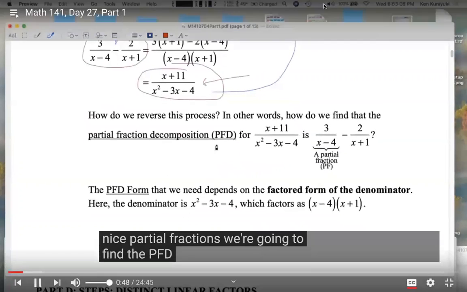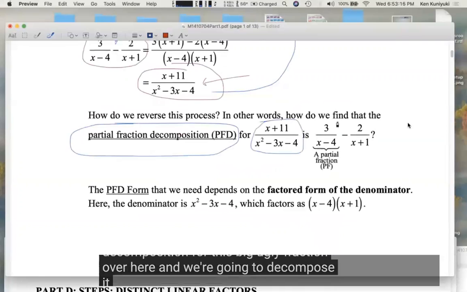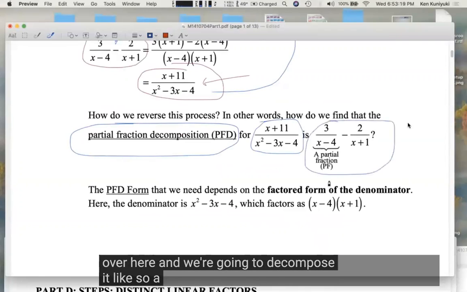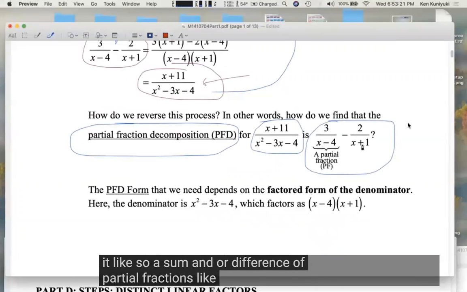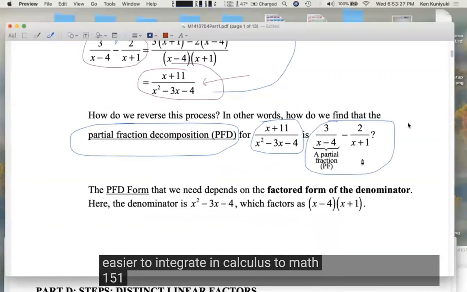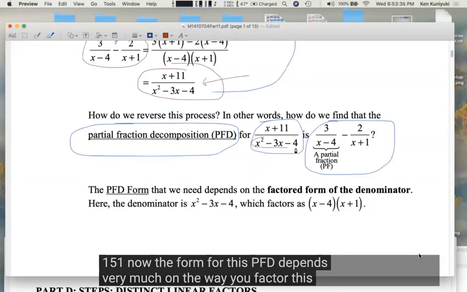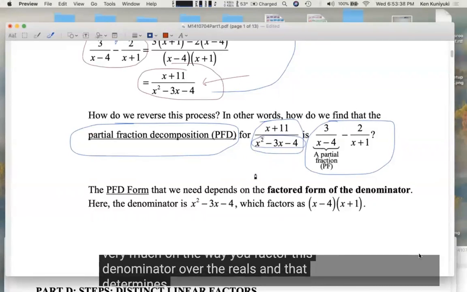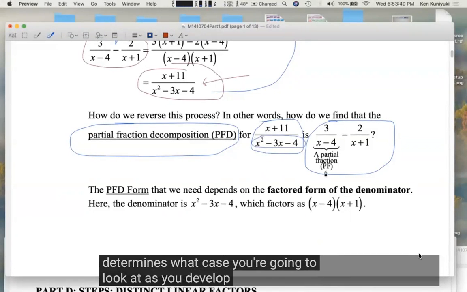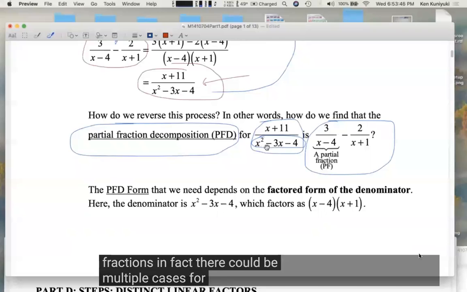We're going to find the PFD, the partial fraction decomposition, for this big ugly fraction over here. And we're going to decompose it like so, a sum and or difference of partial fractions like these, which are easier to integrate in Calculus 2, Math 151. Now, the form for this PFD depends very much on the way you factor this denominator over the reals. And that determines what case you're going to look at as you develop these partial fractions. In fact, there could be multiple cases for multiple factors.